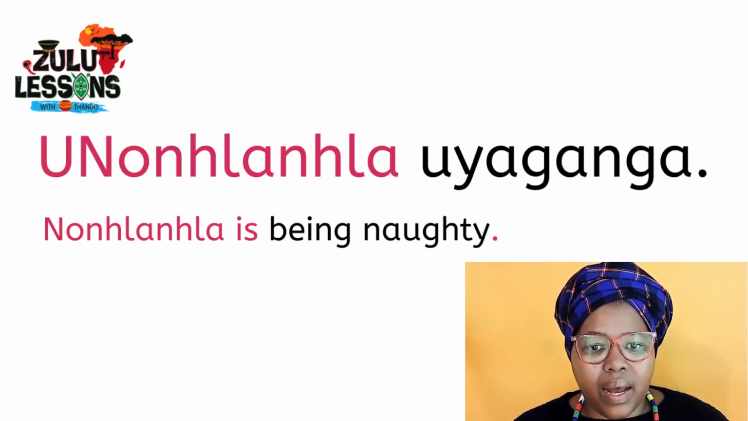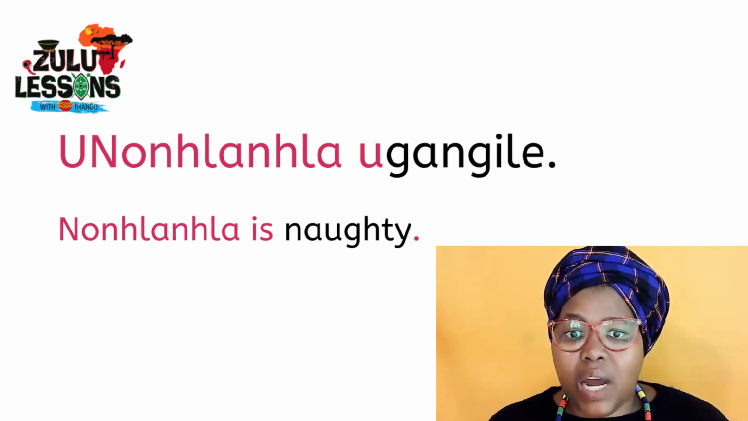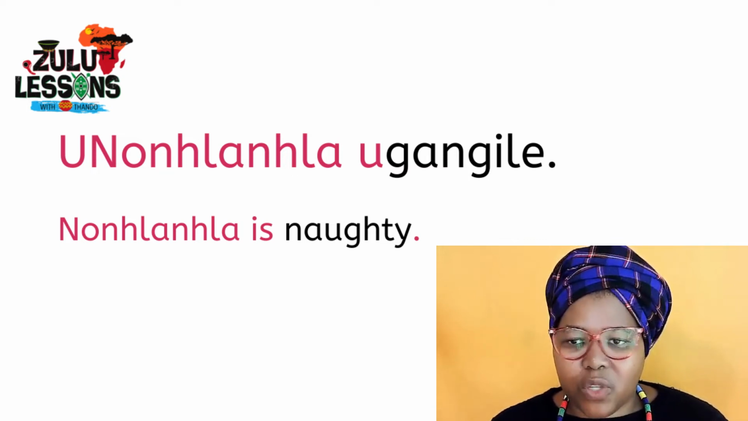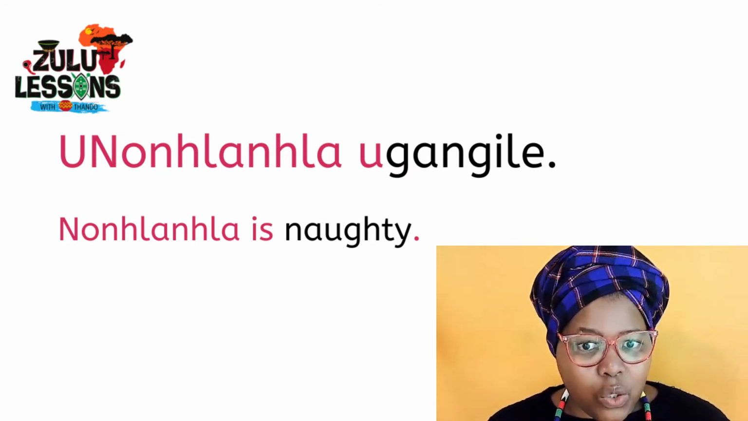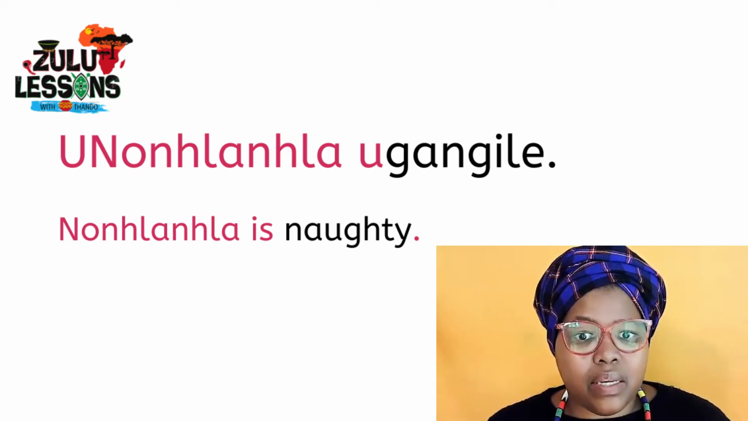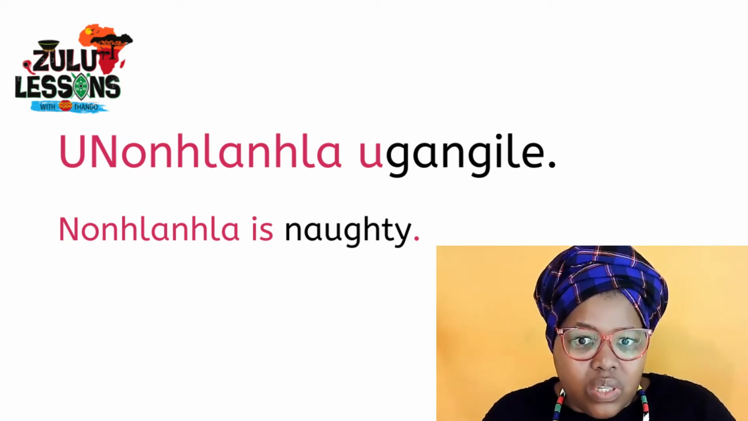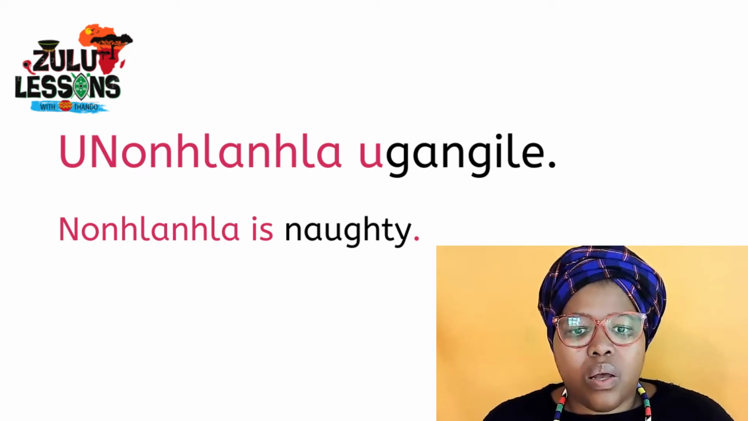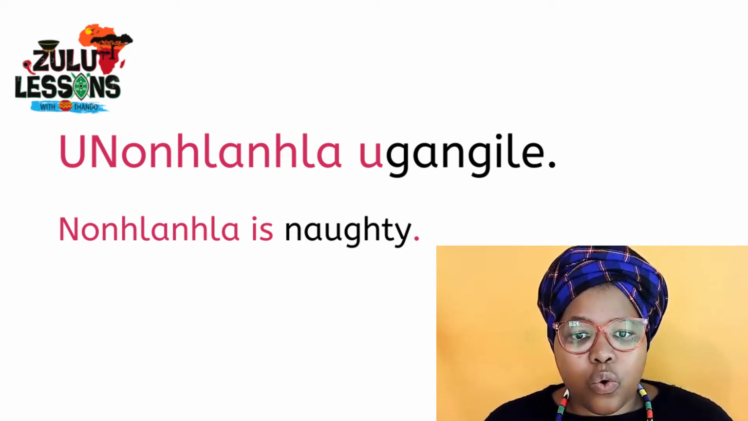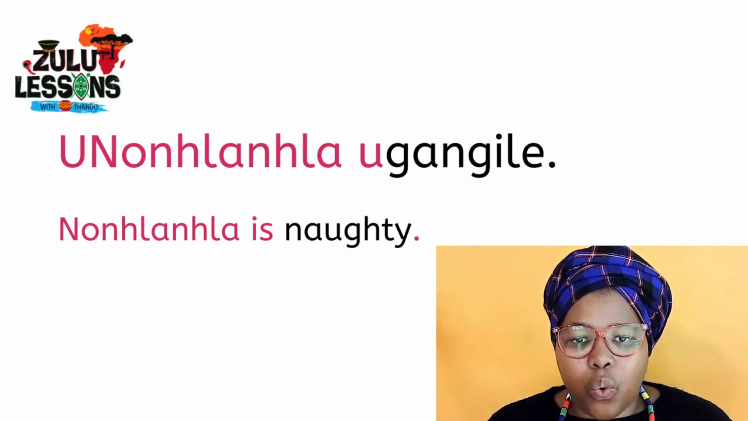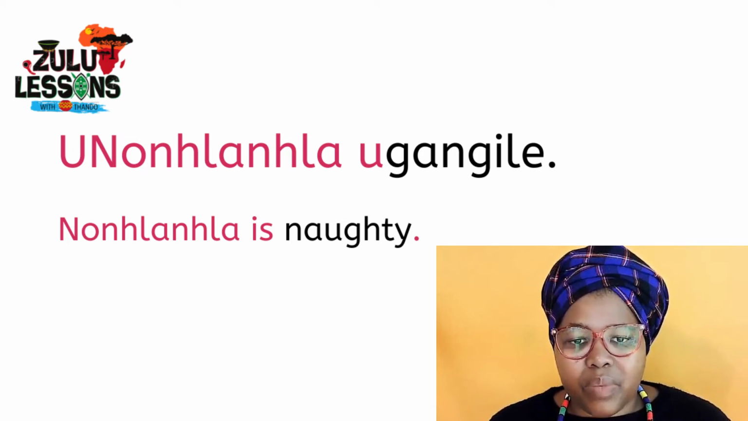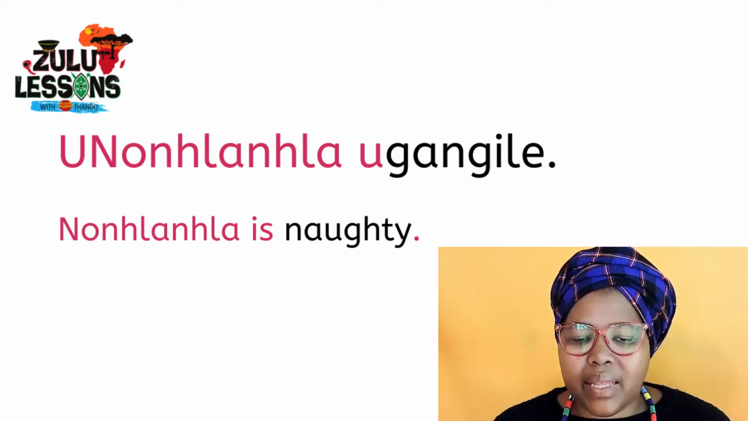Unonhlanhla uyaganga. Nonhlanhla is being naughty. But now you want to say Nonhlanhla is naughty. So we're no longer saying she is being naughty right now. We're basically saying she is naughty. She is naughtiness herself. So, unonhlanhla ugangile. Unonhlanhla ugangile. Do you see that we've used ILE at the end of the verb?